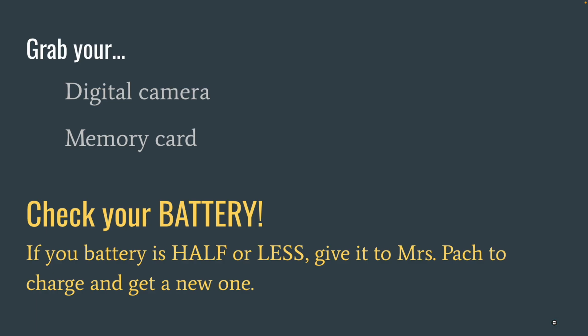So today you're going to grab your digital camera. You're going to grab your memory card. Okay. Check your battery. Some of the cameras might not have batteries in them if they were being charged, so check that you have a battery. If you do not have one, make sure you grab a battery. If you do have one, look and see how charged it is. If it is half or less, you'll bring it up and then you'll get a new battery. That way you don't have to worry about your camera dying on you halfway through a photo shoot.